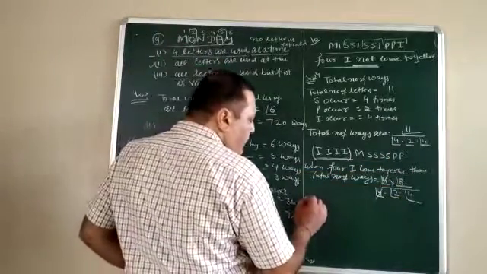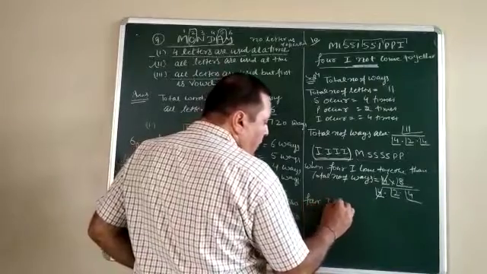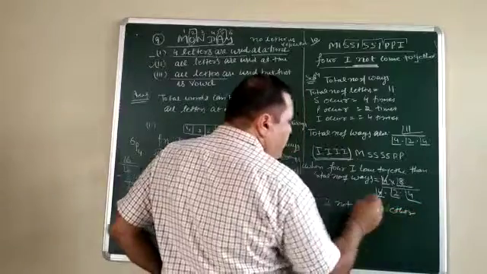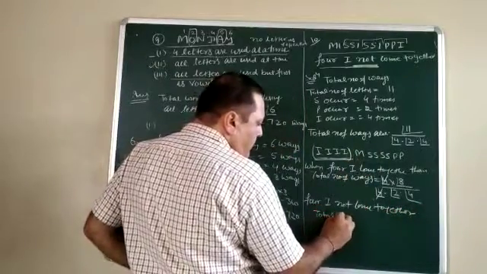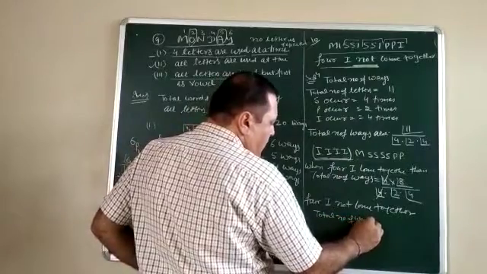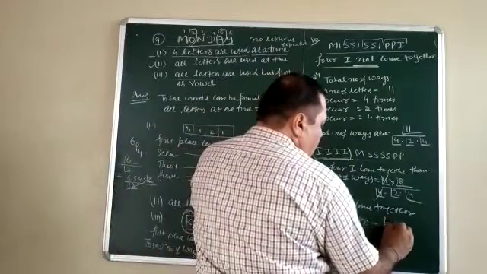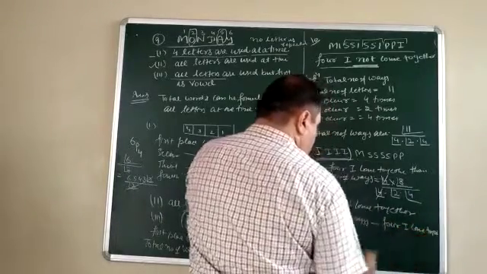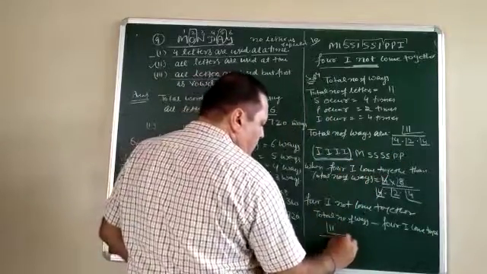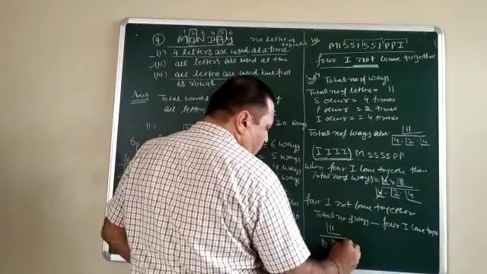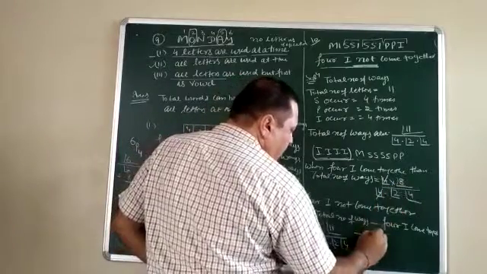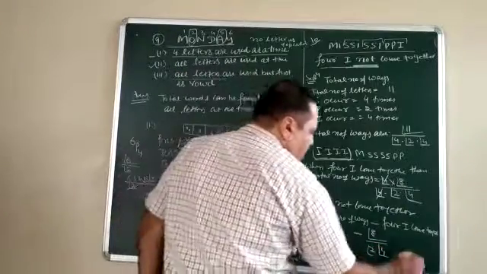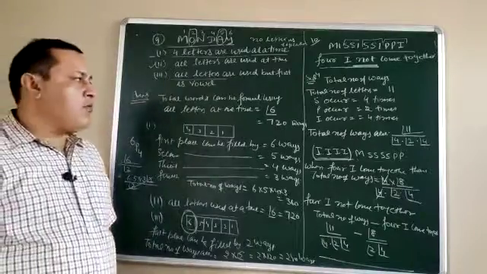But our question is 4 I's not coming together, which means total number of ways minus 4 I's come together. Total number of ways is 11 factorial upon 4 factorial, 2 factorial, 4 factorial, minus 8 factorial upon 2 factorial into 4 factorial. Now you can simplify with the calculation and find out the results.